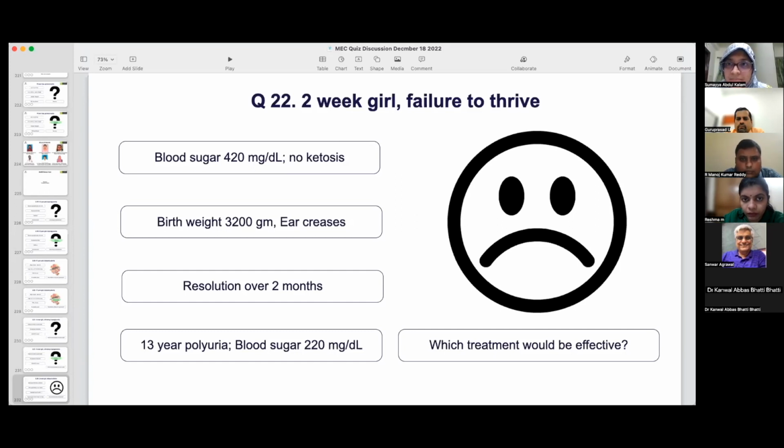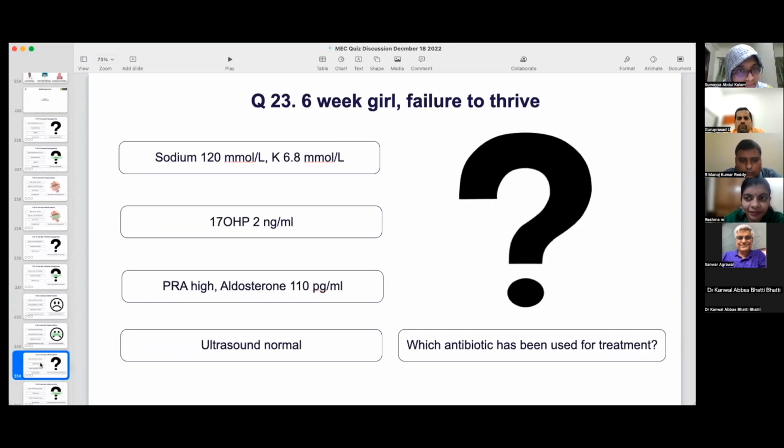Now we'll go to the direct question, which is there for Dr. Reshma. A 6-week-old girl with failure to thrive. Sodium is 120, potassium is 6.8, hyponatremia, hyperkalemia, normal 17-OHP, high renin, high aldosterone, ultrasound normal. So this looks like pseudohypoaldosteronism. I think the diagnosis is very easy. The next part is a bit confusing. Which antibiotic has been used? Some people still use it as a treatment for this condition. So, which antibiotic has been used?